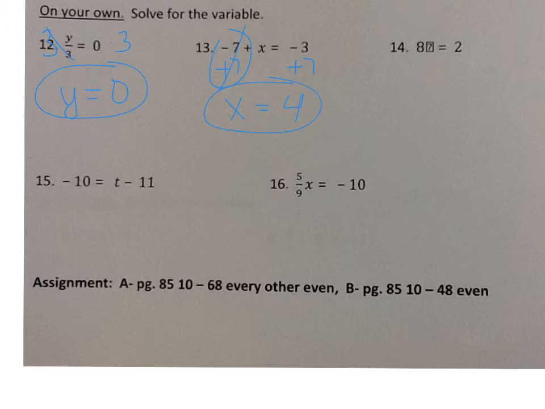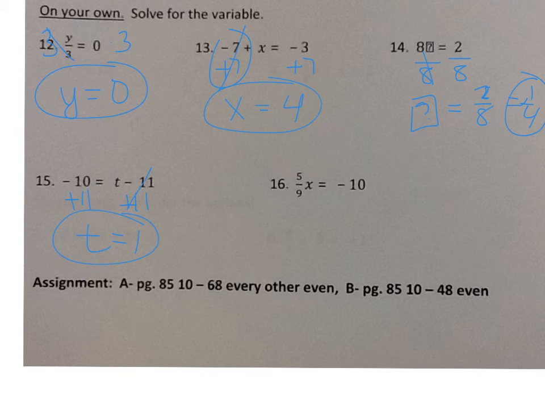8 is being multiplied by this figure. To get the figure by itself, we're going to divide by 8. So the question mark box equals 2 divided by 8. Well, 2 divided by 8 reduces to 1/4. So the answer must be 1/4. Number 15, 11 is being subtracted from t. So to undo that, we're going to add 11 to both sides, and t equals 1.